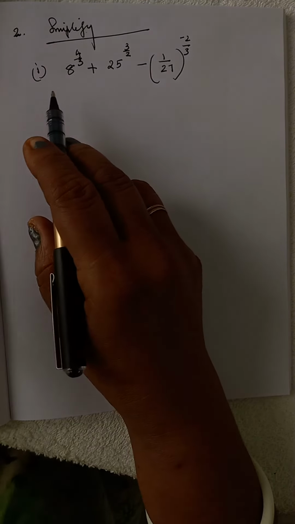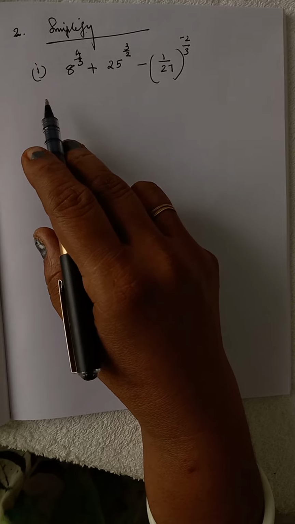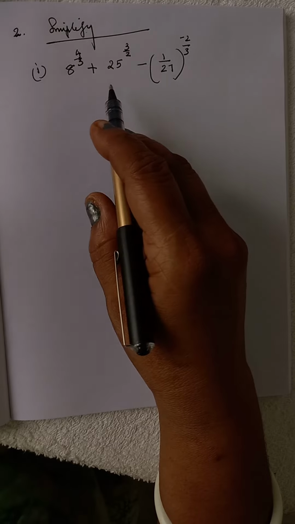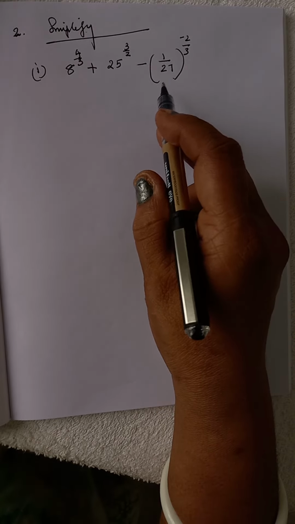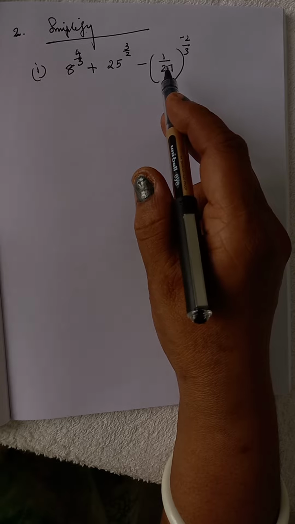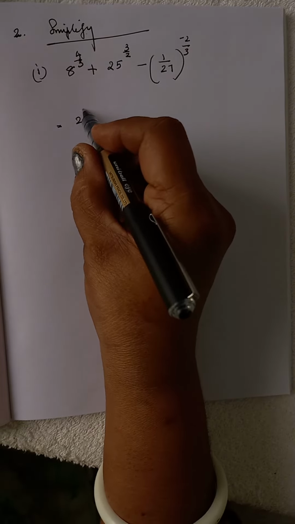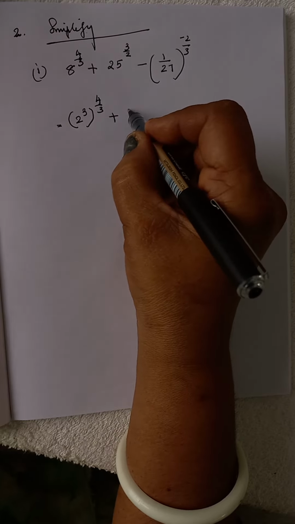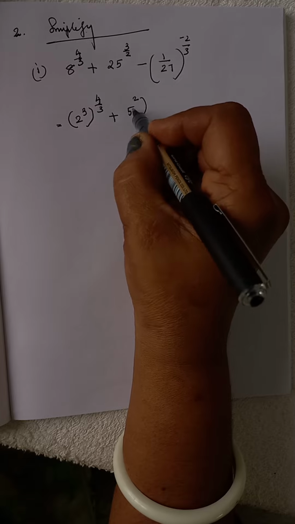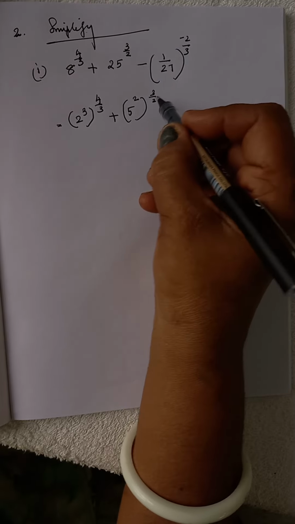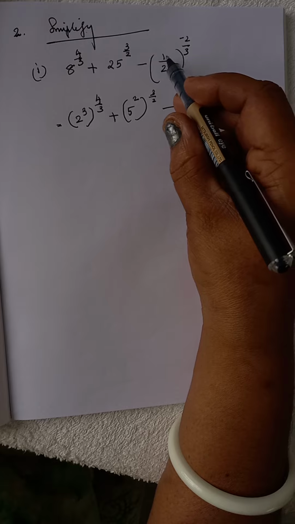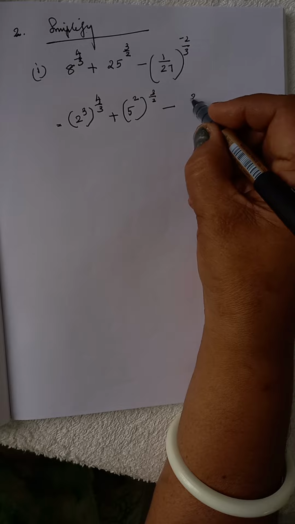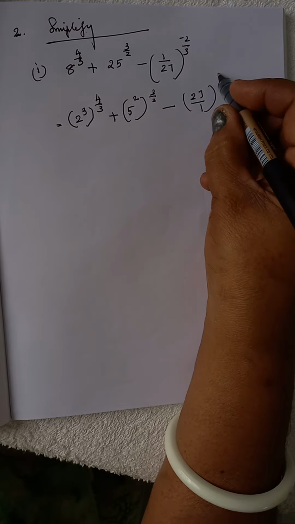Now the second question is simplify. In that, the first sub question is 8 raised to 4 by 3 plus 25 raised to 3 by 2 minus 1 by 27 whole raised to minus 2 by 3. 8 can be written as 2 raised to 3, then that raised to 4 by 3, plus 25 can be written as 5 raised to 2, that whole raised to 3 by 2, then that minus, now 1 by 27 whole raised to minus 2 by 3. We have to make this as plus. So 27 by 1 raised to 2 by 3.